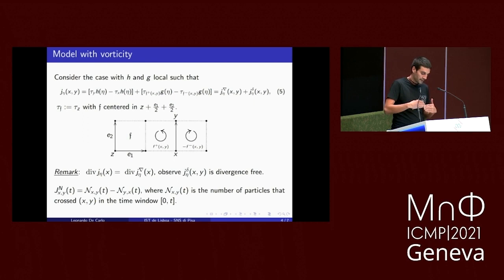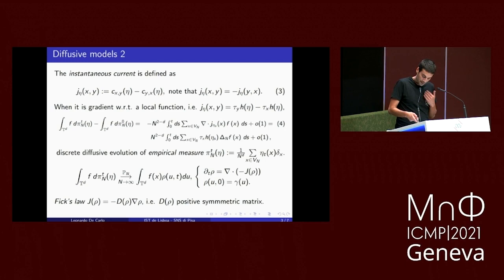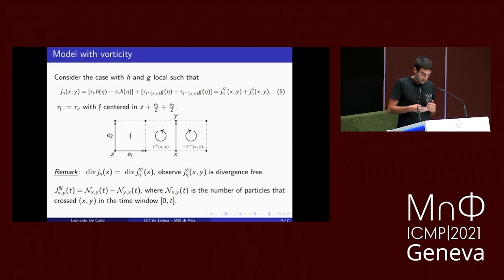The remarkable property of this extra current is that it is divergence free. So if you think of the hydrodynamics that we have discussed before, this extra term will not contribute to the hydrodynamics of the empirical measure. So this somehow can be interpreted as microscopic vortices.